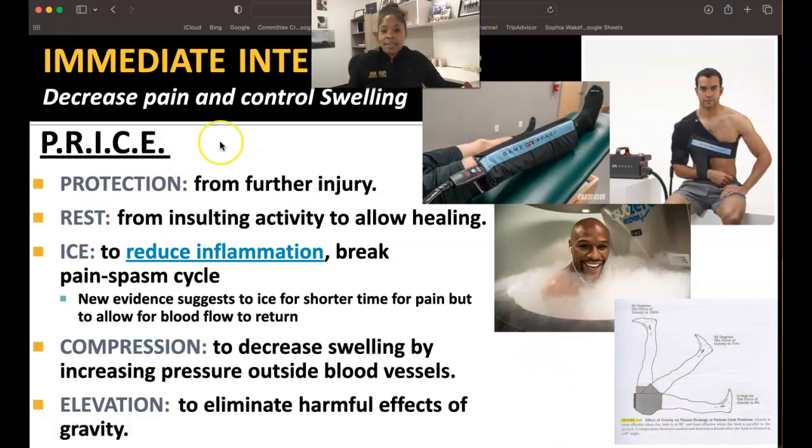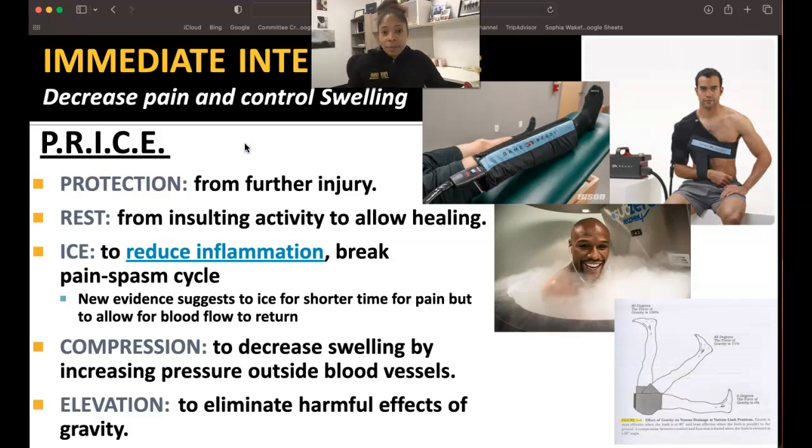So we can take this PRICE intervention and use it very early on to help reduce a lot of the cardinal signs and symptoms, and hopefully reduce the symptoms coming out of that inflammatory phase of healing.